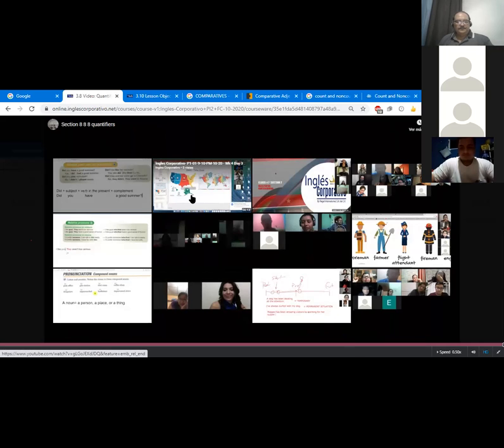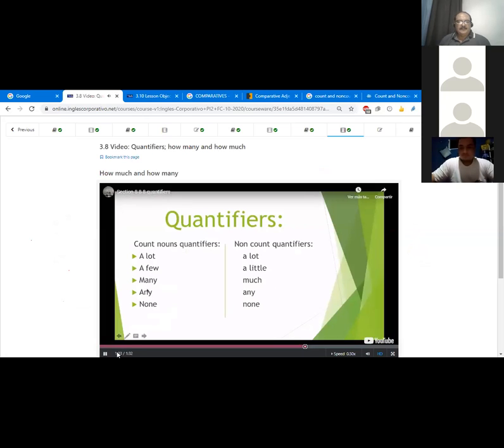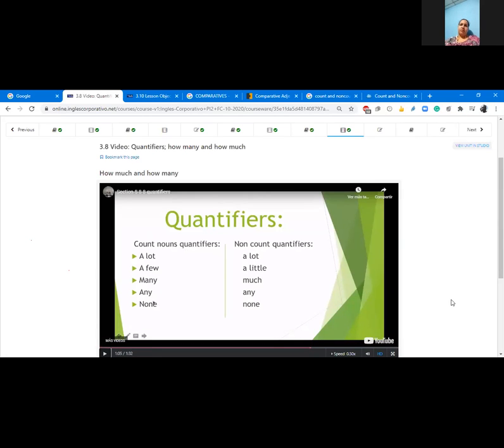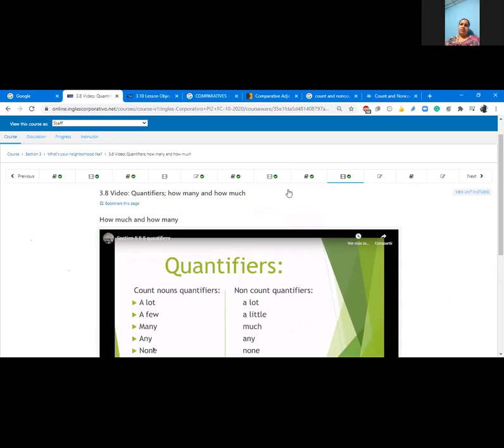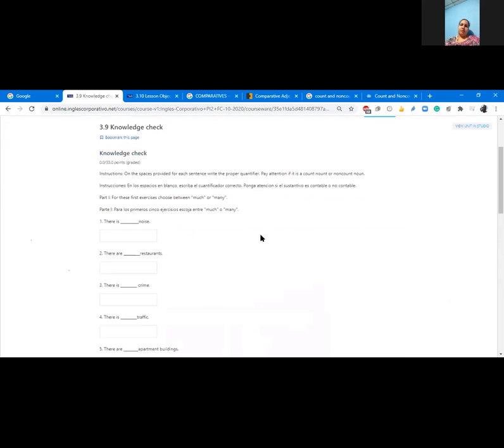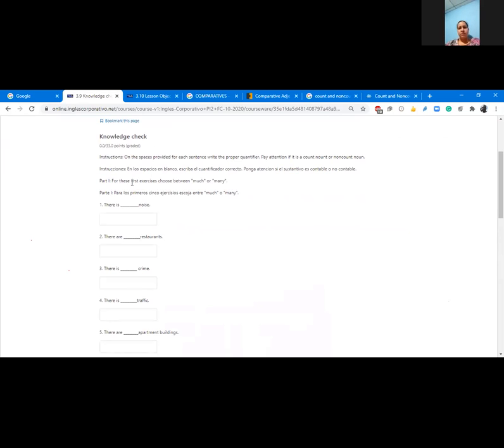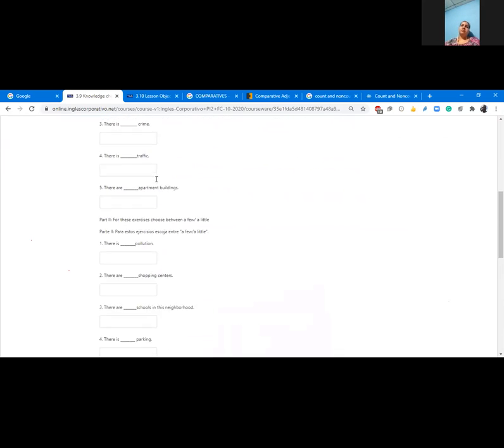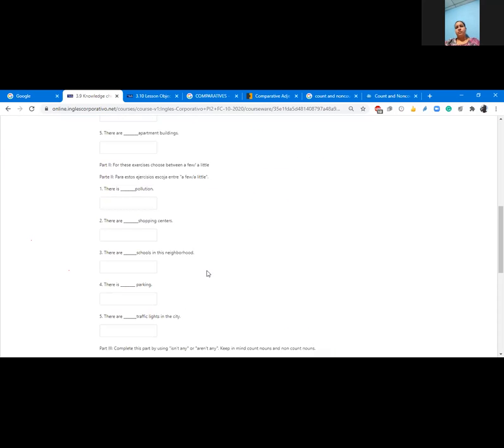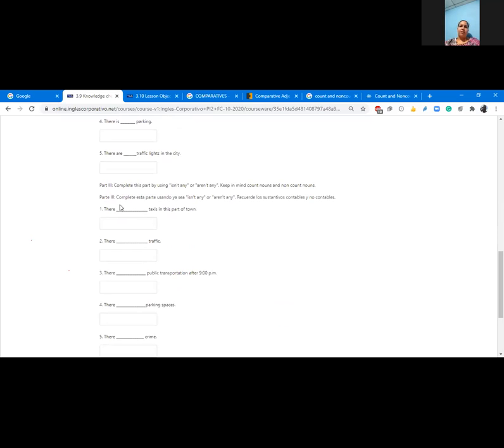Now, we have this one. Any questions about the many, any, about the vocabulary expressions? No? Okay, so this is where we stopped yesterday, remember? In part one, for this first exercise, choose between much and many. Then we have part two. There we're going to choose a few or a little. Remember, a few is for count nouns and a little is for non-count nouns. And in part three, complete using isn't any, are any. Keep in mind count nouns and non-count nouns, okay?